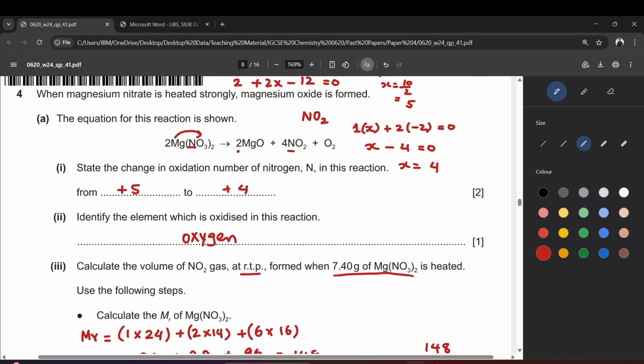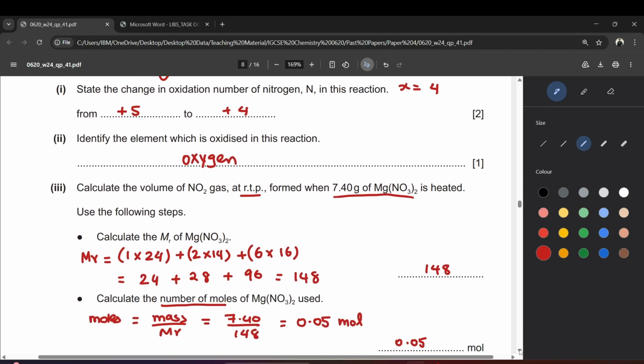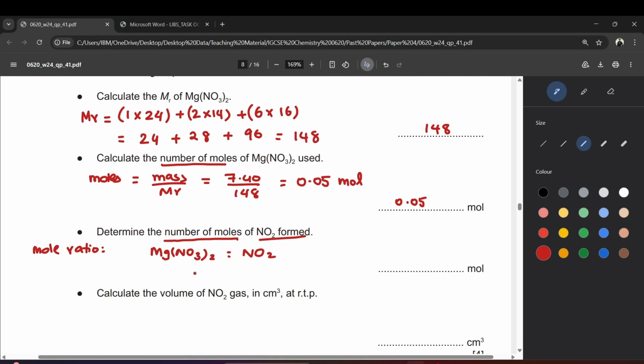So over here you can see that magnesium nitrate has 2 moles, and for nitrogen dioxide it is 4. So this is a 2 to 4 ratio. So when you have 0.05 moles of magnesium nitrate, how many moles of NO2 would that be? You need to just cross multiply.